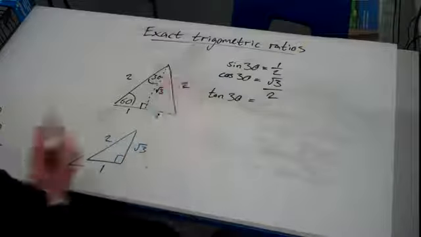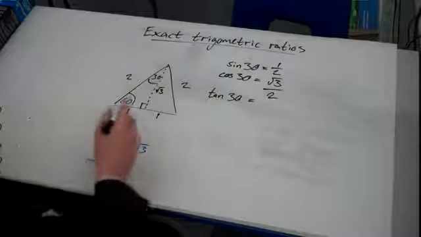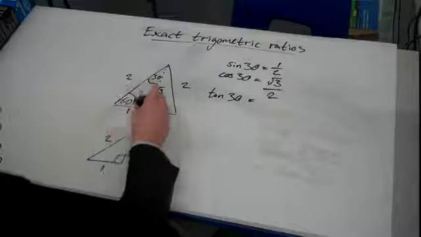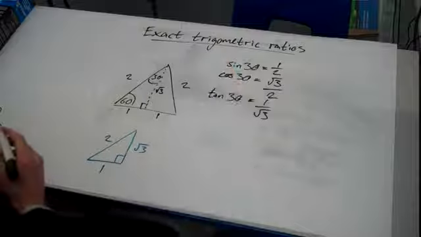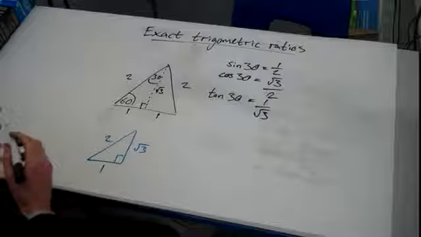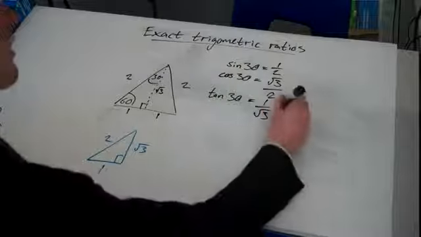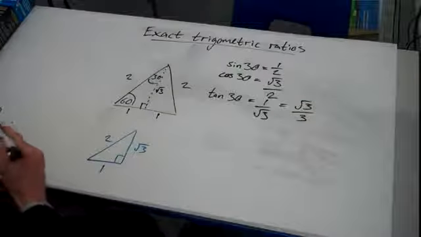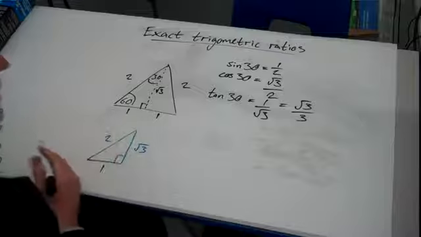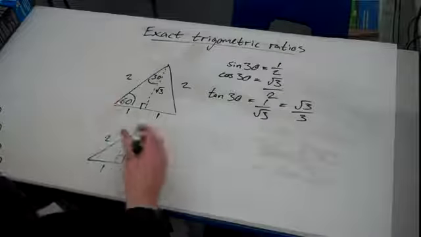Tan 30, hopefully you can see where this is going now. That's opposite over adjacent, so that's 1 over root 3, and you'll remember from earlier on in CE1 that it's good practice to rationalise denominators like that, so we can write that as root 3 over 3. We can do exactly the same thing for the 60 degree angle as well.